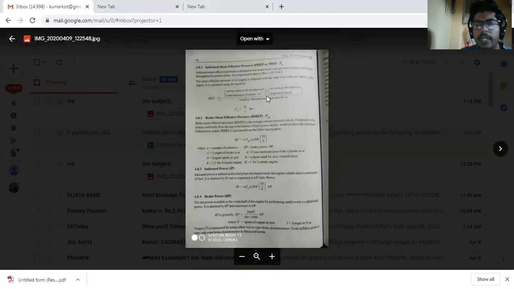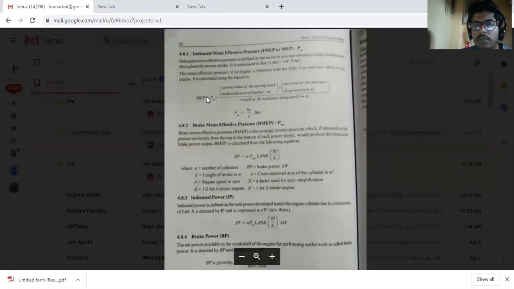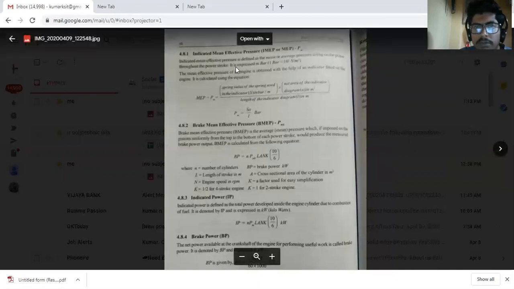First, what do I mean by indicated mean effective pressure? It is denoted by PM, and the abbreviation is MEP. What is the theoretical definition? Indicated mean effective pressure is defined as the average pressure acting on the piston throughout the power stroke. When the piston head is moving during the power stroke, the average pressure acting on the piston is called indicated mean effective pressure.